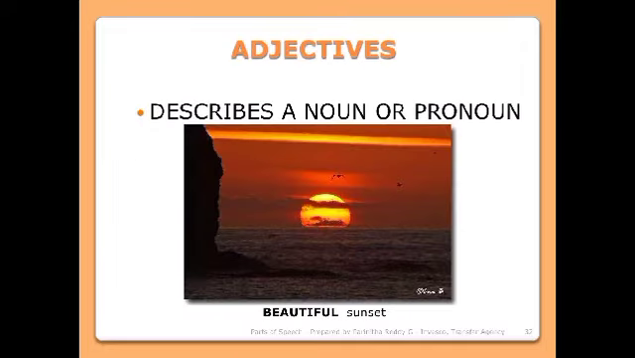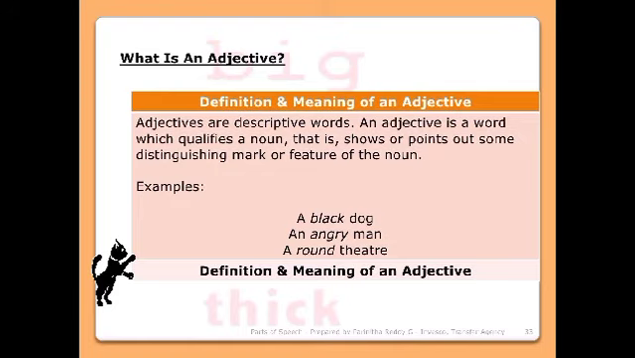Now come towards the fourth part of the parts of speech, and that is the adjective. An adjective describes a noun or pronoun, like what kind of, or what is the state of that noun or pronoun. You are seeing in the picture that there is a sunset. What kind of sunset? It's a beautiful sunset. Beautiful is its property. Adjectives basically depict the property.